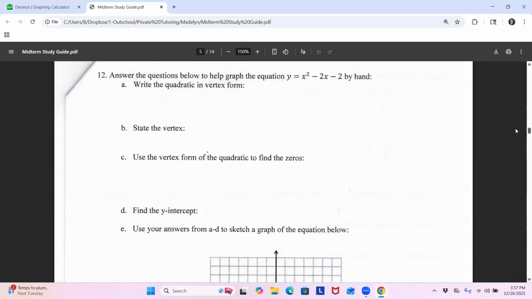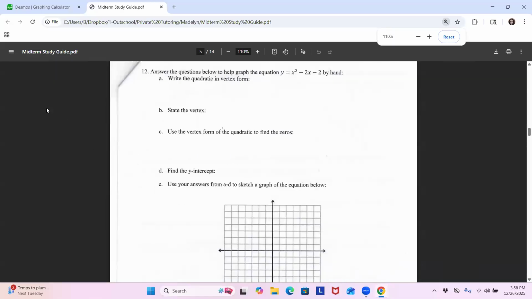All right, answer the questions below to help graph the equation by hand. Write it in vertex form. Save the vertex. Okay. Let me zoom out a little. To put something in vertex form, we do usually need to complete the square. I'm kind of glad I already showed you that process, but I will show it again.